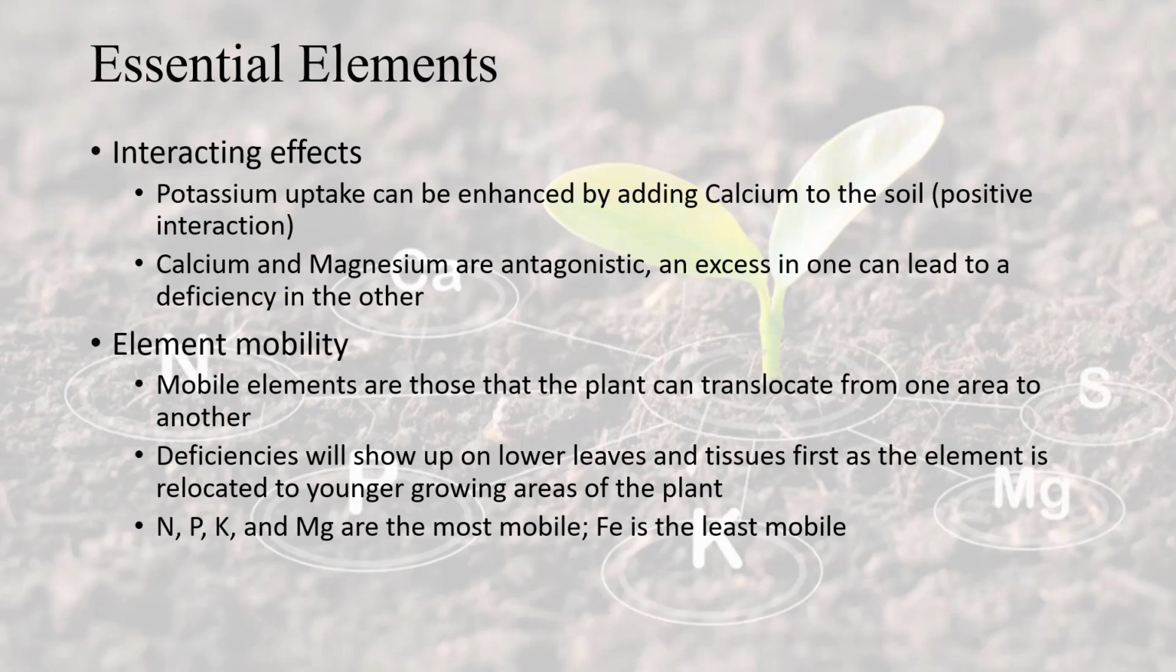And the reverse or the opposite would be true if we were looking at an immobile nutrient such as iron. In that case, we would first see the nutrient deficiency on the new growth, which is found on the top part of the plant.